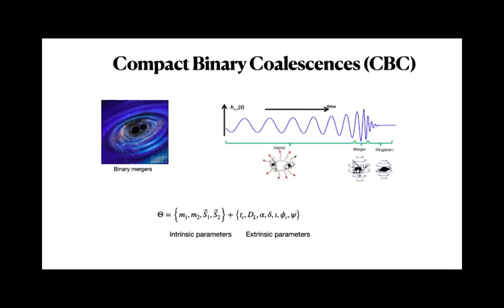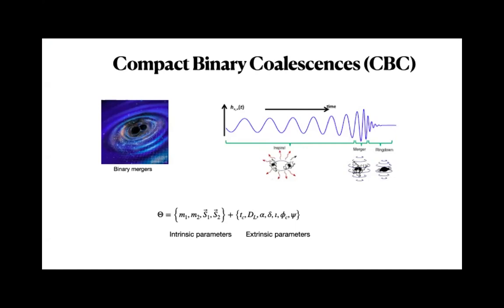You can see the inspiral, the merger, and the ringdown. And these kinds of systems are very well understood by our theory of relativity and are also defined by a set of parameters. Some of them are intrinsic parameters, like the masses and spins of these binary objects, and extrinsic parameters, which include the luminosity distance, the sky location, the polarization angle, phase, time of coalescence, and so on.